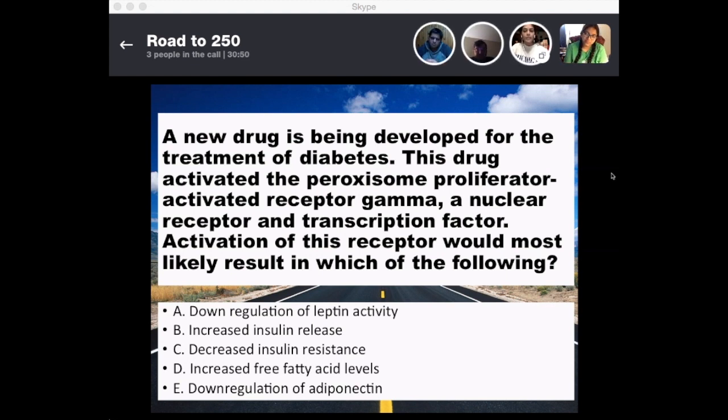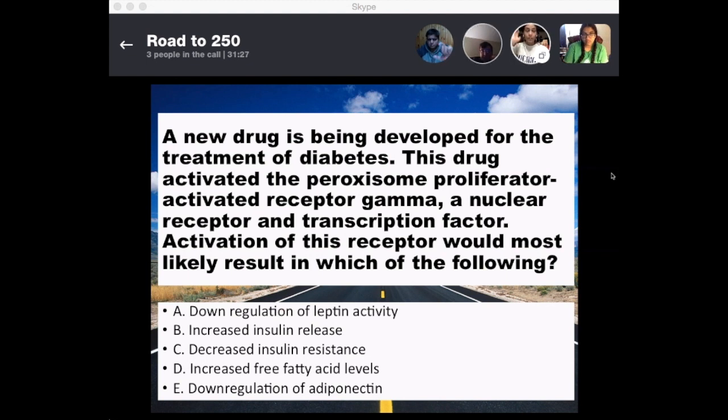A new drug is being developed for the treatment of diabetes. This drug activates the peroxisome proliferator-activated receptor gamma, a nuclear receptor and transcription factor. Activation of this receptor would most likely result in which of the following? A, downregulation of leptin activity. B, increased insulin release. C, decreased insulin resistance. D, increased free fatty acid levels. E, downregulation of adiponectin.